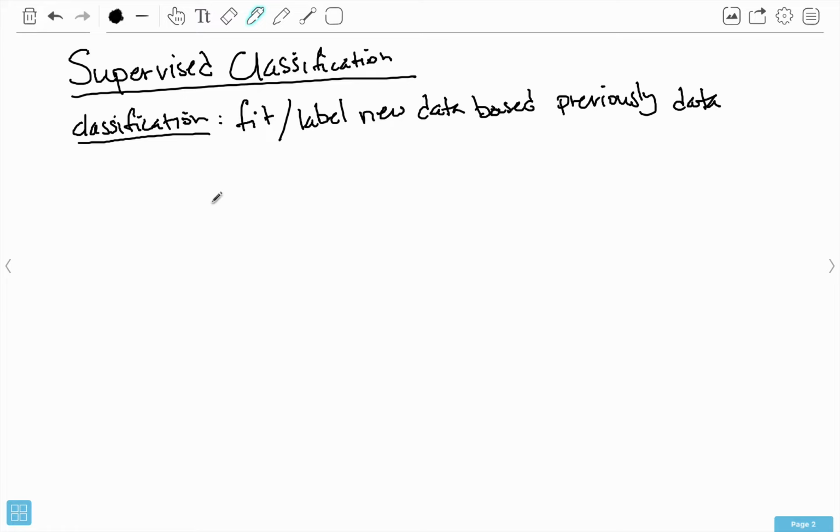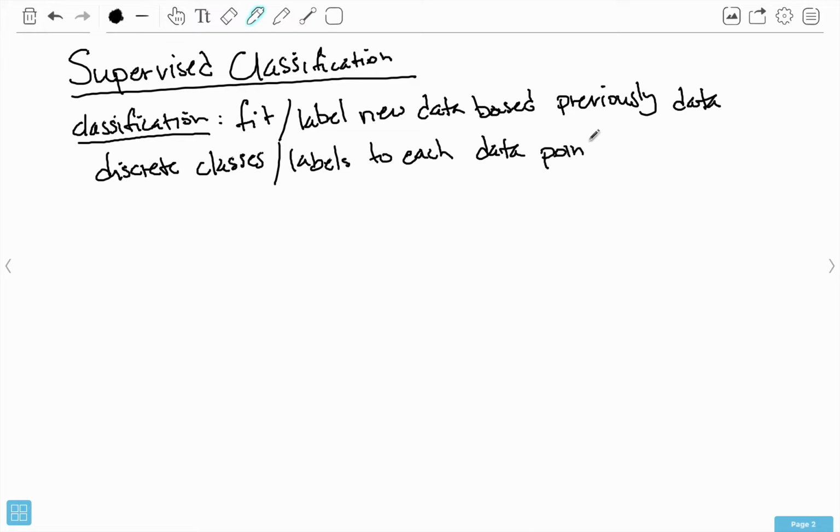This seems like a weird description at this point, but with classification, the task is we've seen a lot of data and it's labeled. Given some new data, we want to give it a label based on the previously labeled data that we've seen. I should mention that in classification, we have discrete classes or labels for each data point or input.